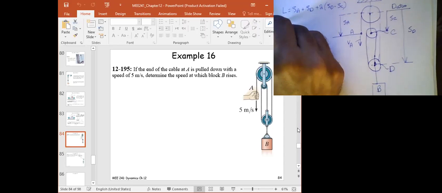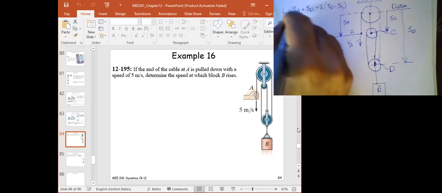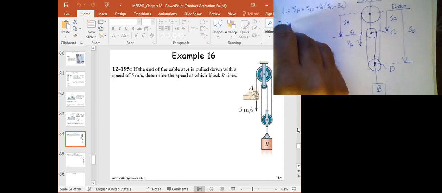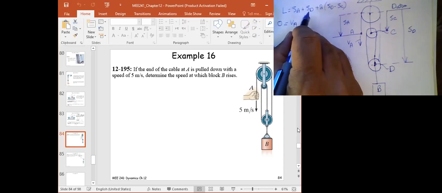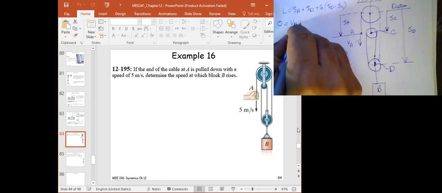You might want to differentiate. So if I differentiate that, I'm going to get 0. Derivative of SA is going to be equal to what? VA, right? Okay. Derivative of SD is going to be equal to what?